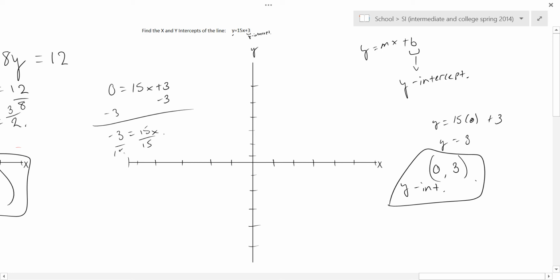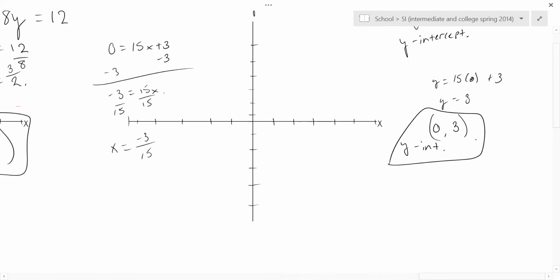It's not the prettiest number. Not by any means, but hey, that's how you find your answer. So I've got x equals negative 3 over 15. And we can reduce this into x equals negative 1 over 5.